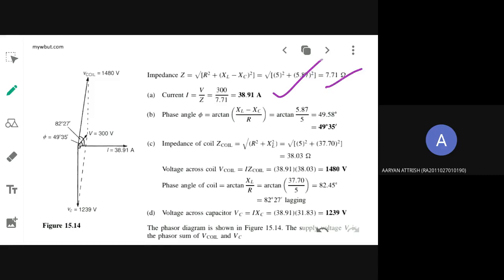Then phase angle. Remember, this is series RLC. The phase angle formula will differ a little bit because you have to consider two reactances in this case, both the inductive as well as capacitive. So, what is the formula for phase angle here? XL minus XC by R. Do remember that, it's not only tan inverse of XL by R or tan inverse of XC by R. Here you have to consider both. Here inductive reactance is predominant, so this will be behaving like a series RL only. So accordingly, you have to draw the phasor.